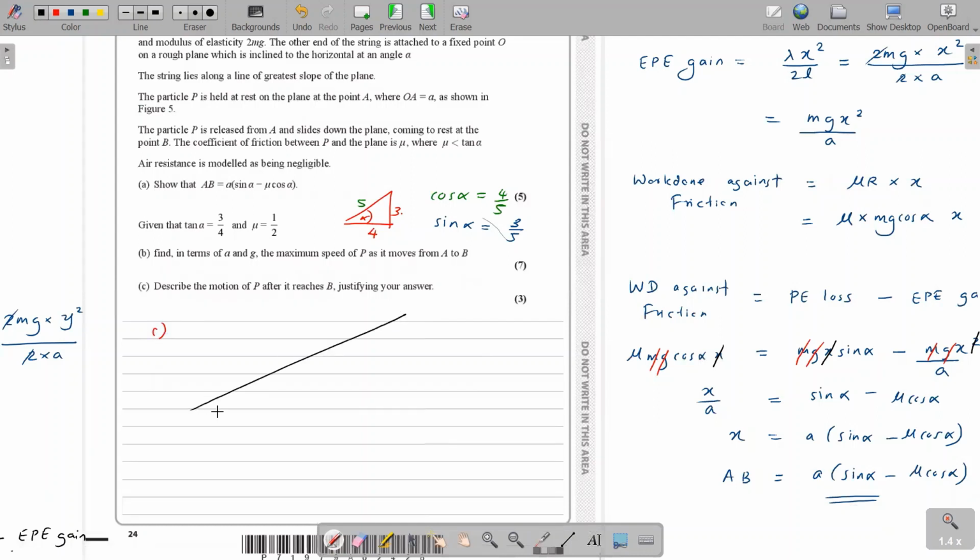So that's the task. This is the point B, let's say. So now at point B, your particle is here, fully stretched, and you're supposed to decide whether it will move up again. So what are the forces you have at this point? You know you have tension definitely acting upwards. What else? The normal reaction, the weight.